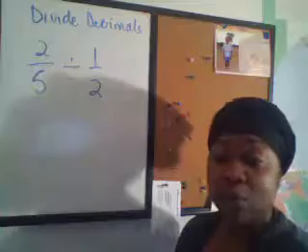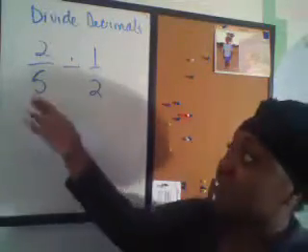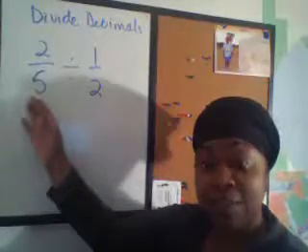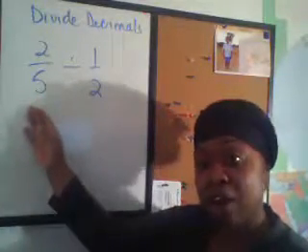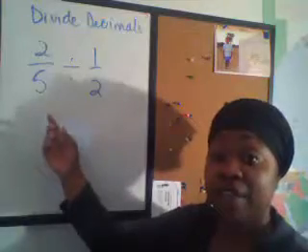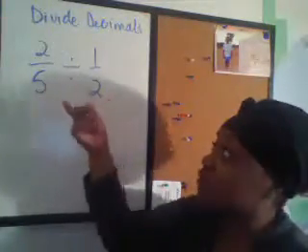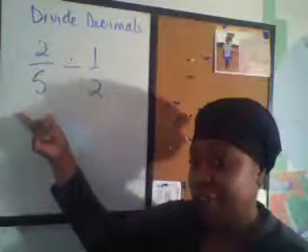So this is really simple, okay? Really what this is saying is that this number, the first fraction, is always my dividend. That's the number I'm breaking apart, okay? And in each part that I'm breaking it into will be 1/2. So I want to know how many 1/2s can fit into 2/5.